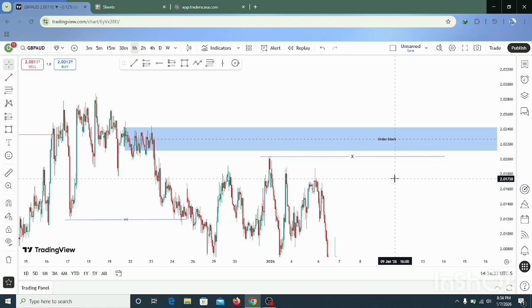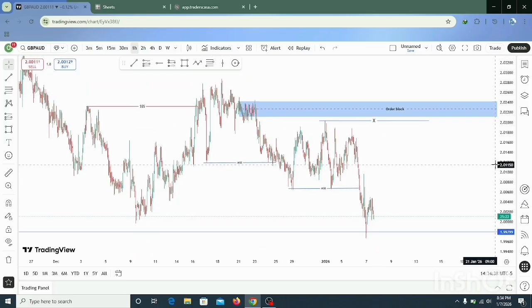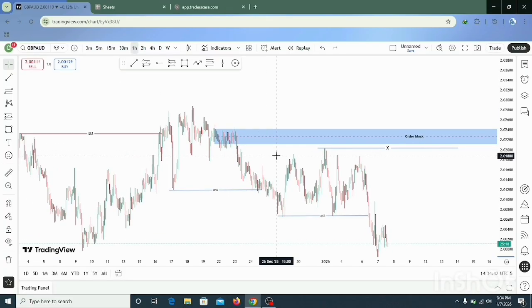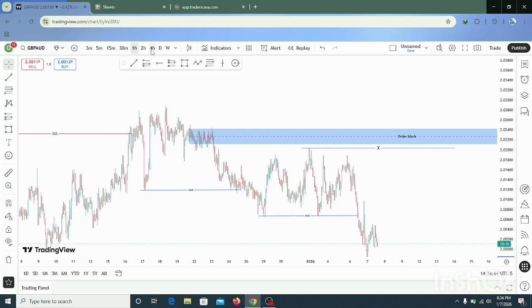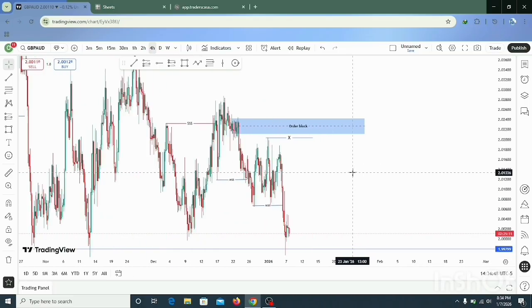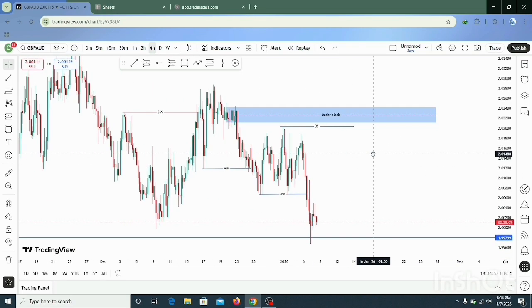So we have come to the end of this video, guys. You can see it. This is our setup on GBPAUD. We're actually waiting for market to give us that pullback to our POI, and after that I'm going to be taking a sell with a confirmation.